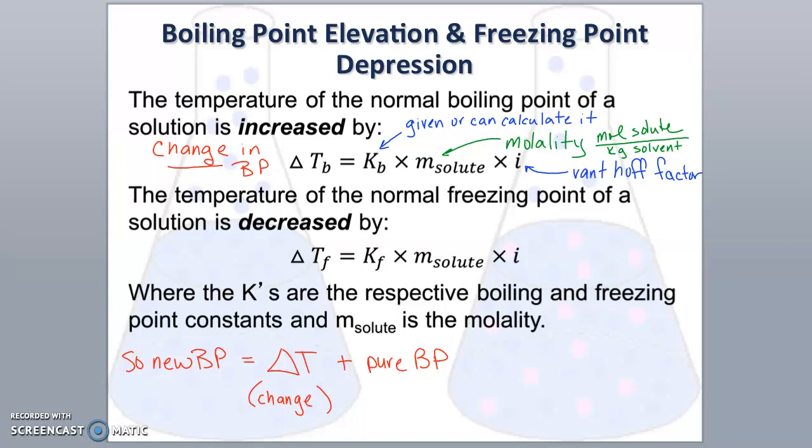So the freezing point depression is very similar. We've got a freezing point constant, and then it's the same. So realize what we're solving for here is the change in temperature, or the change in boiling point, or the change in the freezing point. So it's important that we know the initial boiling point or the initial freezing point when we do this calculation. And oftentimes it's in water, so we need to know that the boiling point of water is 100 degrees C and the freezing point of water is 0 degrees C.